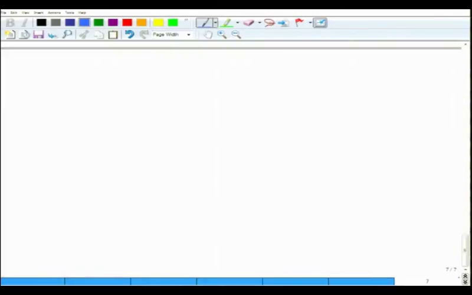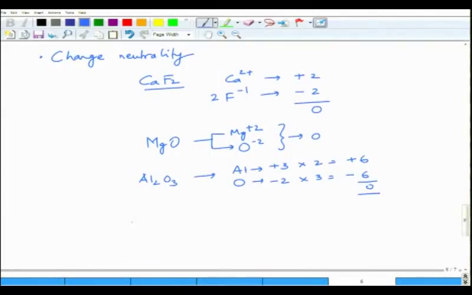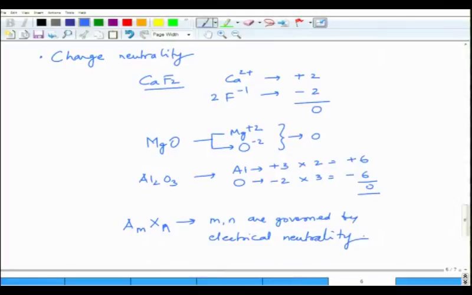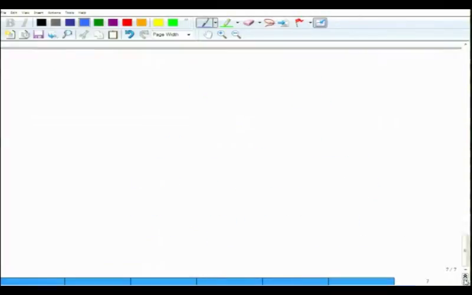Now, in general form you can write AMXN, or AMXP, where M and N are governed by electrical neutrality, right. So, depending upon the valence and electrical neutrality, and then stability of the structure.